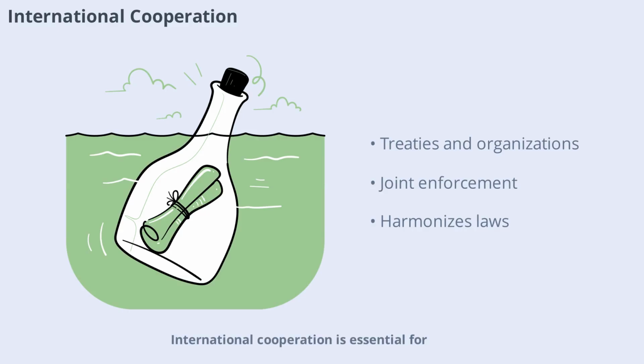International cooperation is essential for effective intellectual property protection and trade. Countries work together through treaties, organizations, and joint enforcement efforts to combat infringement and harmonize laws. This cooperation makes it easier for businesses to operate globally and ensures that IP rights are respected across borders.